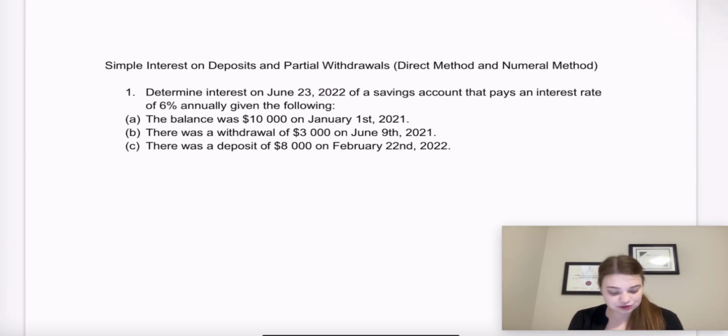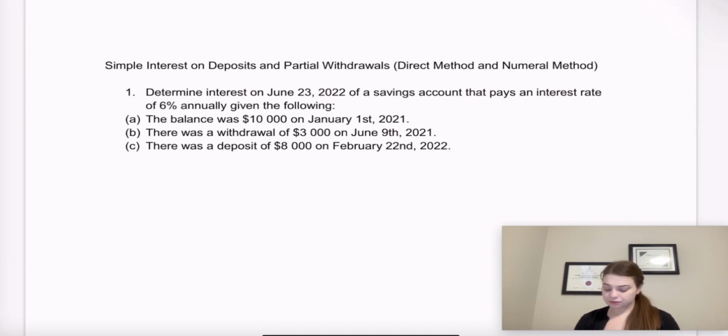Here it says to determine the interest on June 23rd of 2022 of a savings account that pays an interest rate of 6% annually, given the following. The balance was $10,000 on January 1st, 2021. There was a withdrawal on June 9th, 2021, and there was a deposit of $8,000 on February 22nd of 2022.